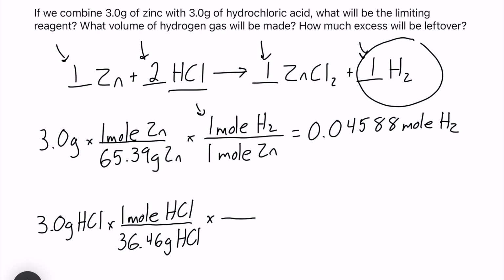And now we have to go from moles of HCl to moles of hydrogen gas. So again, we're using those balanced coefficients from our balanced equation. So we'll go 1 mole of H2 on top, and on the bottom we are putting 2 moles of HCl. Okay, so now we can type this into our calculator.